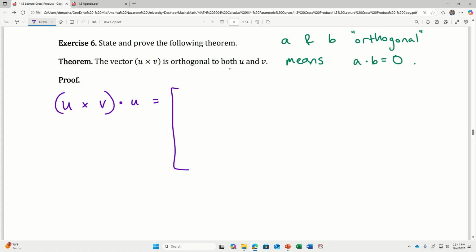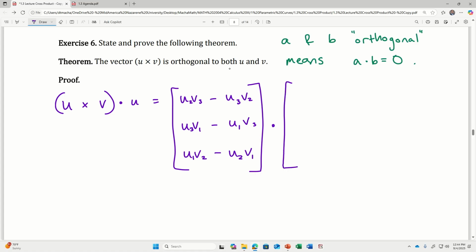And so here is u cross v. I'm writing this formula down a lot of times so that, again, hopefully it helps you stick in your brain, because this is one of the things you got to memorize here. 2, 3, 1, and then 2, 3, 3, 2, 3, 1, 1, 3, 1, 2, 2, 1. And then we're taking the dot product of this with u, which is u1, u2, u3.